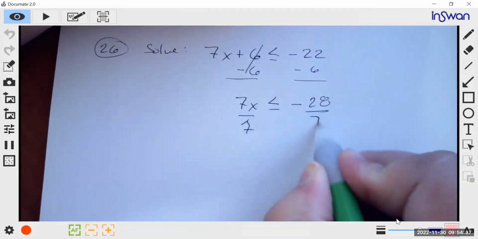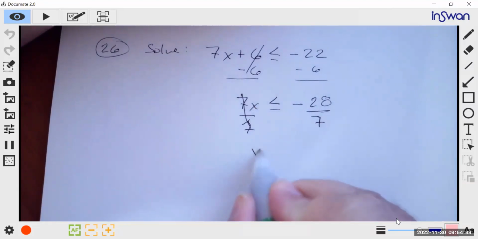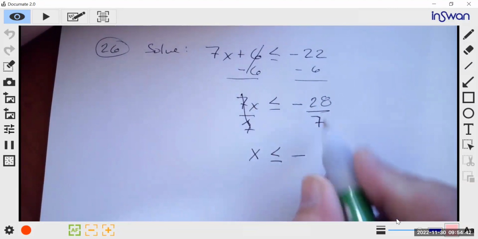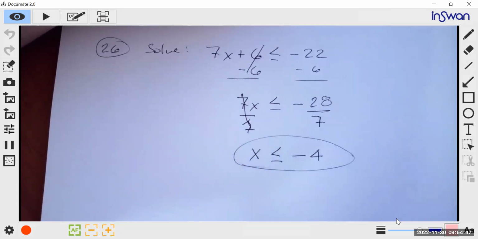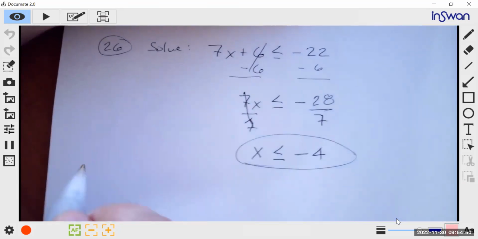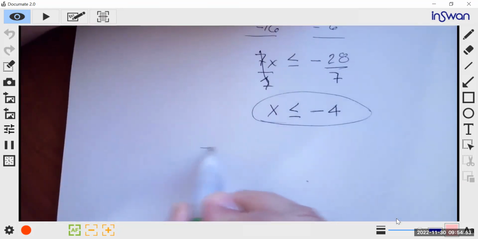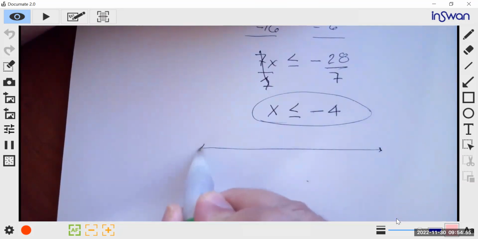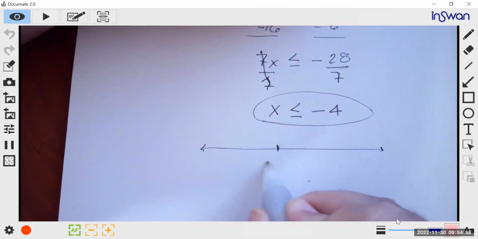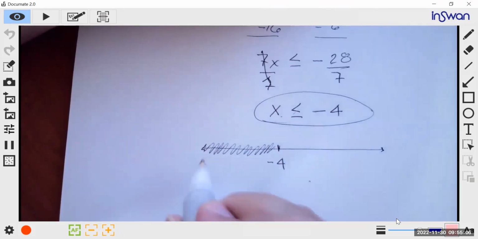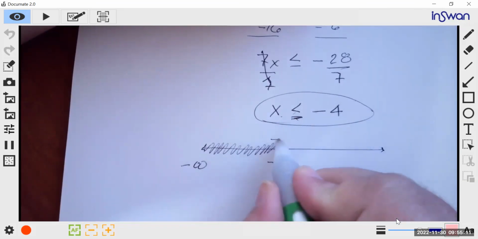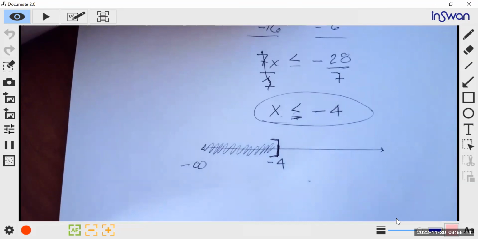Divide by 7. X is less than or equal to negative 28 divided by 7, which is negative 4. So the graph of that will be at negative 4. X is less than, so it goes this way, all the way to negative infinity. And since it has a line there, it's a bracket.